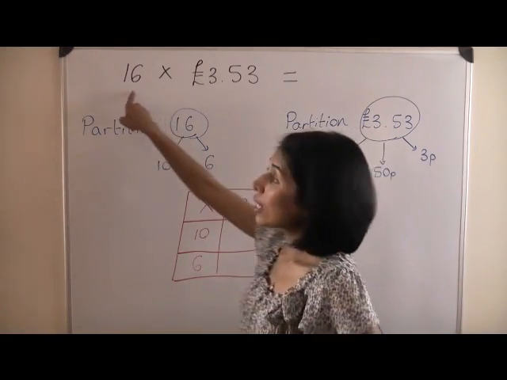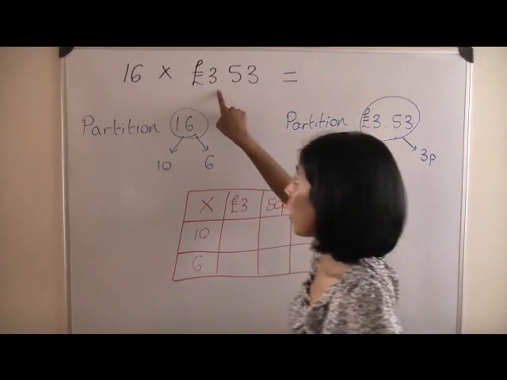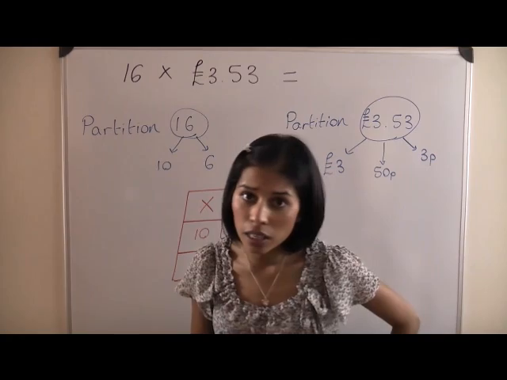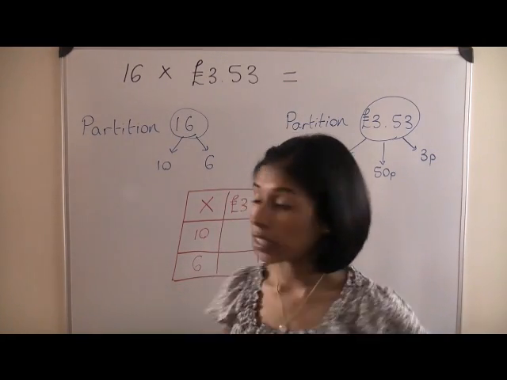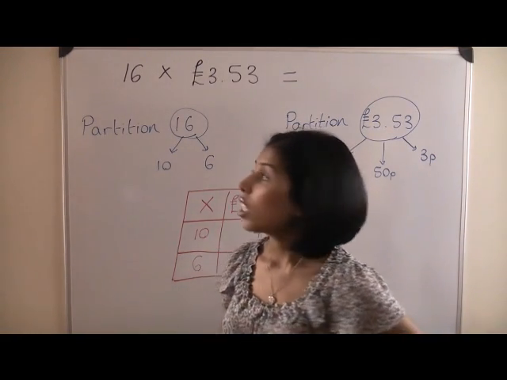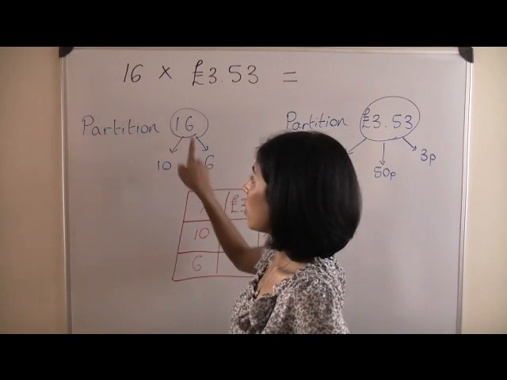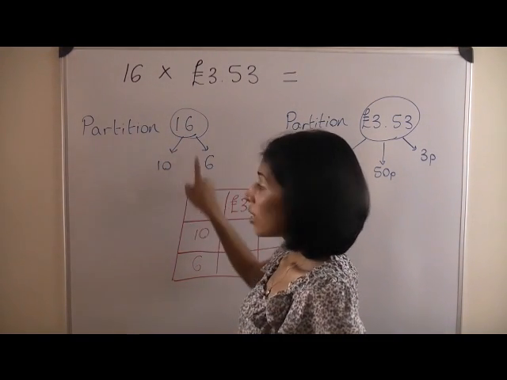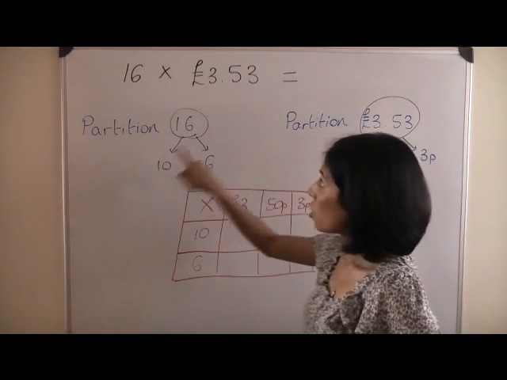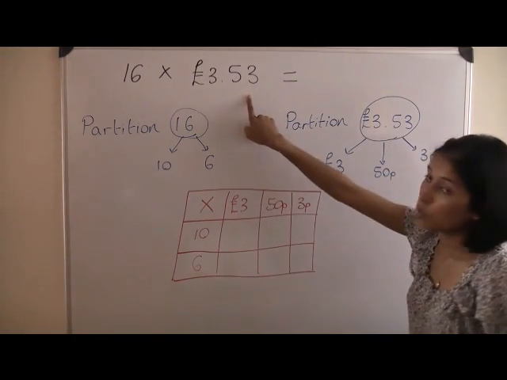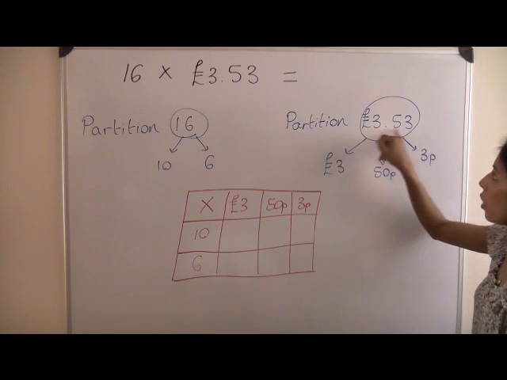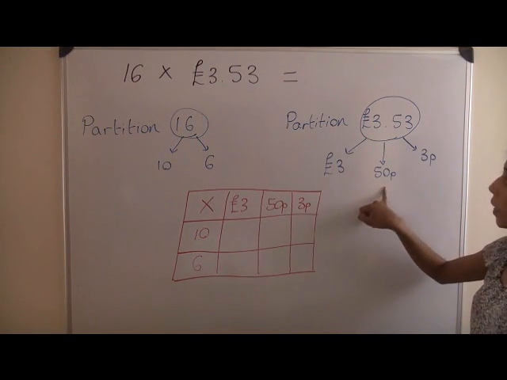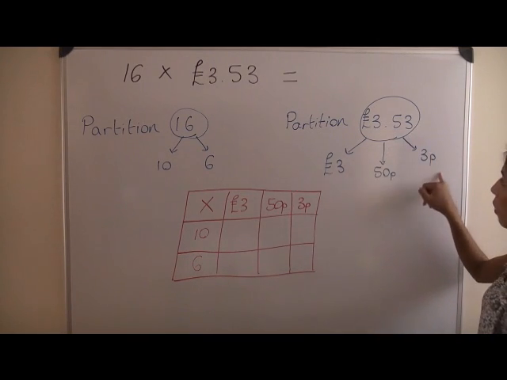You've invited 16 people to your party and the goodie bags are costing £3.53. You need to figure out how much money you're going to need to pay for all those goodie bags. The first thing you need to do is partition the 16 into 10 and 6. Then you need to do the same with the amount of money that each bag costs. So you partition the £3.53 into pounds, £3, 50p, and into pennies, 3p.